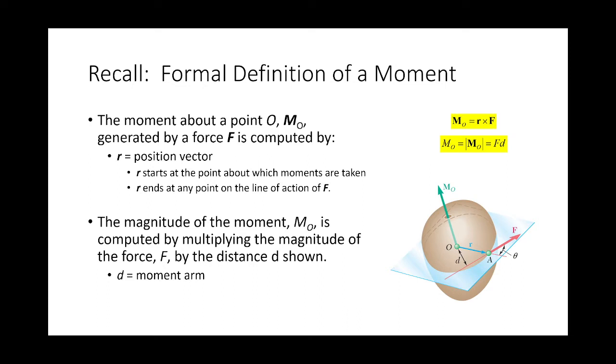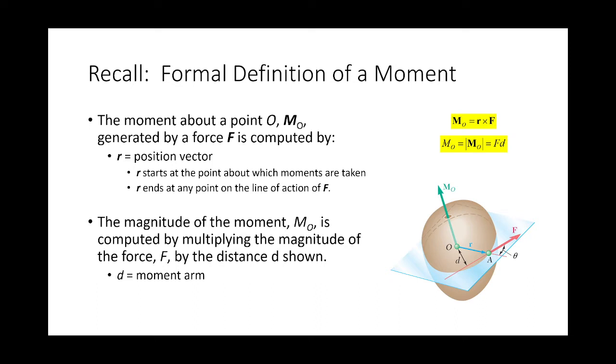Now, I want to ask a question off to the side because this is going to be important today. If the force goes through the point in question, so here's the point in question, and we have the force flying off into space, what is the moment generated by that force about that point? 0. Exactly right.